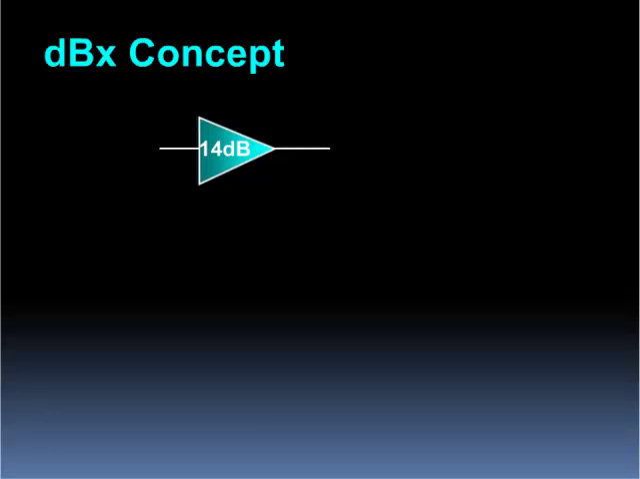Now, let's look at an amplifier with 14 dB power gain. When this amplifier has 2 milliwatt input power, what is the output power? The equation becomes complicated as 2 milliwatt is scalar and 14 dB is log. They cannot be added or multiplied directly.